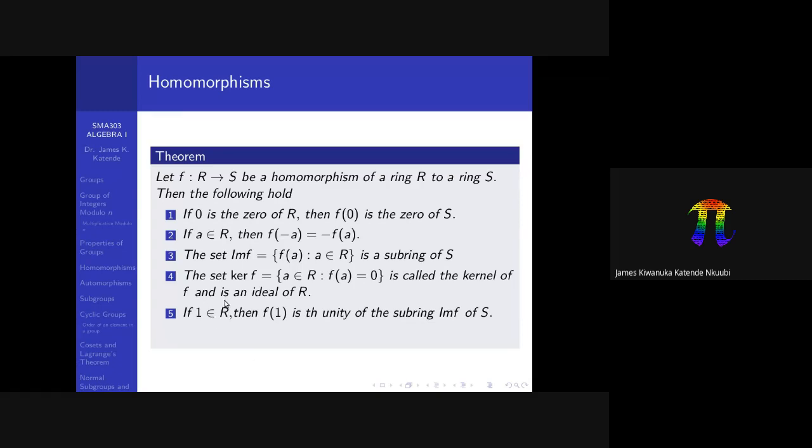If R is a ring with unity, then the image of 1 turns out to be the multiplicative identity of the image of F. So the image of F is a subring of S, and the identity of the image of F as a subring will be the image of 1 under this map F. So remember earlier on, we saw that a subring can have an identity which is different from the mother ring. That's why here we're very specific that F of 1 will be the unity of the subring image of F, where the image of F was defined here, number 3.